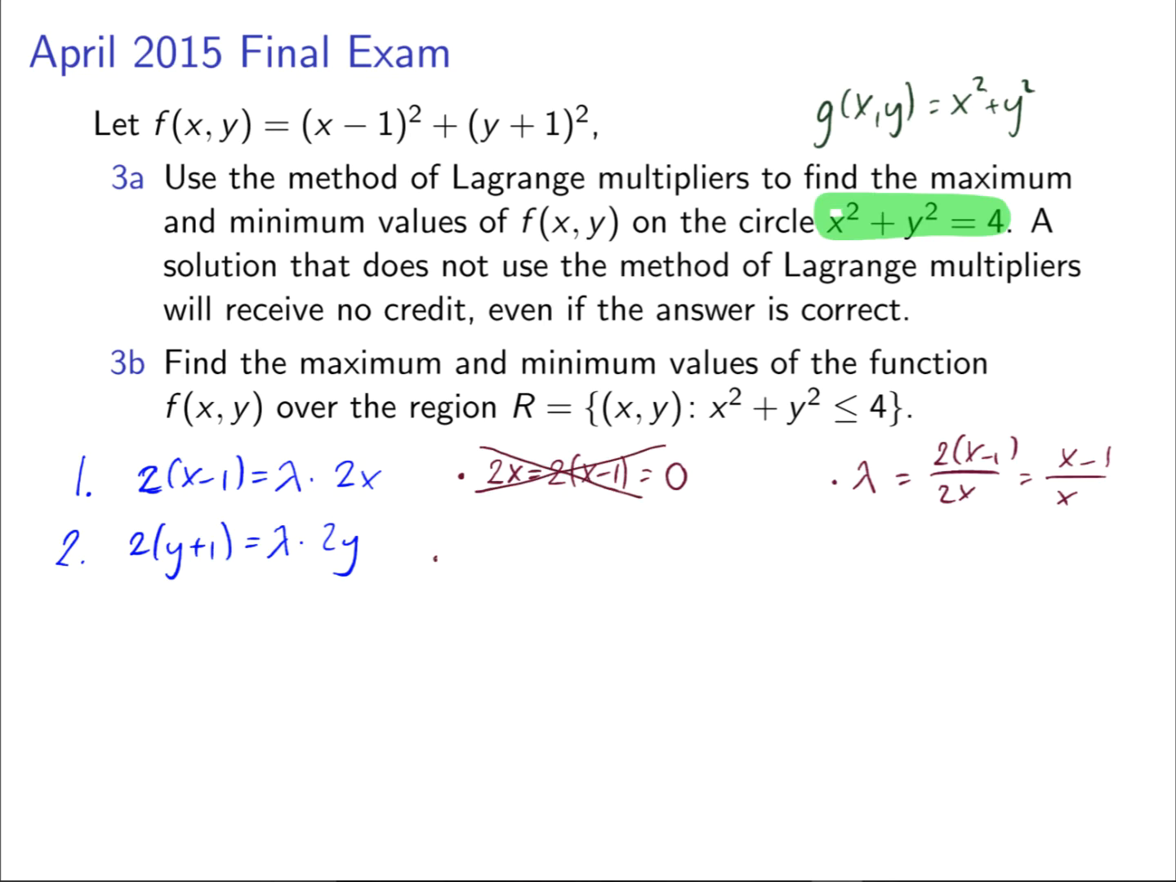The second equation proceeds the same. If g sub x is 0, then for this equation to be true, f sub x has to be 0 as well, but those can't both be 0. So it must be the case that lambda is 2 times y plus 1 divided by 2y.